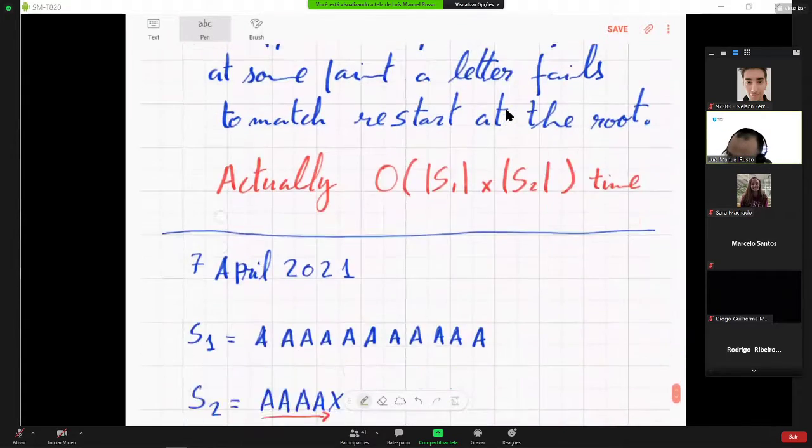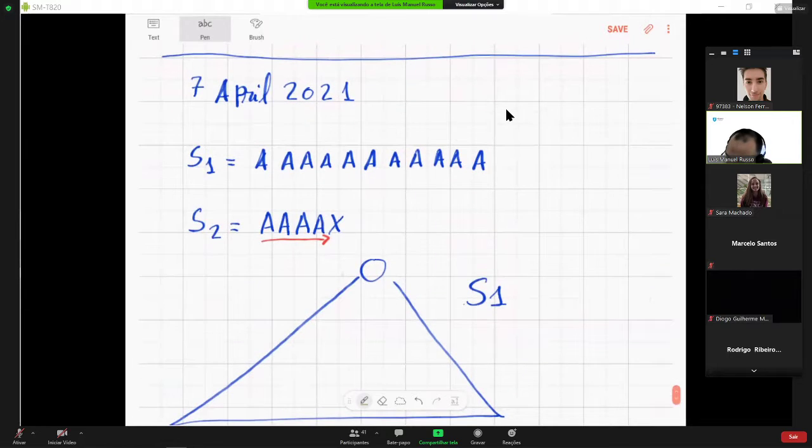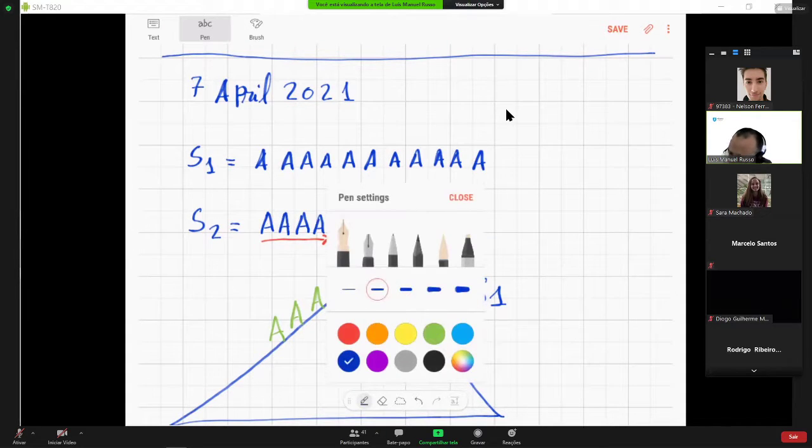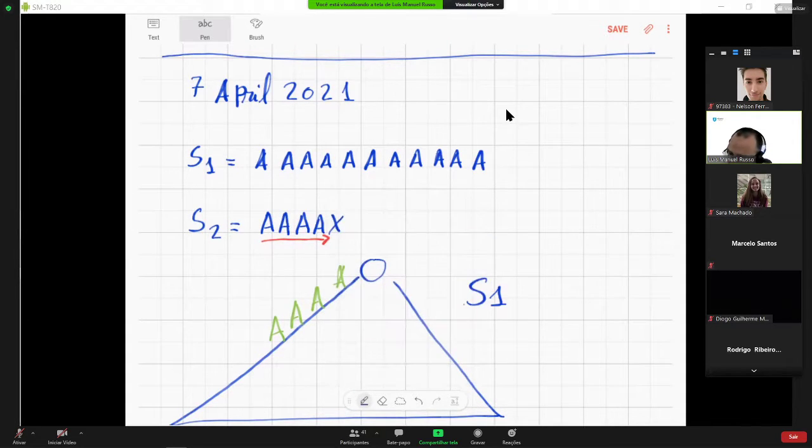So basically, we would read these 4 letters. I'm able to read these 4 letters, the 4 A's. But then I get an X, and there is no X over here. If I look at the suffix tree here for this string, it should have an A.